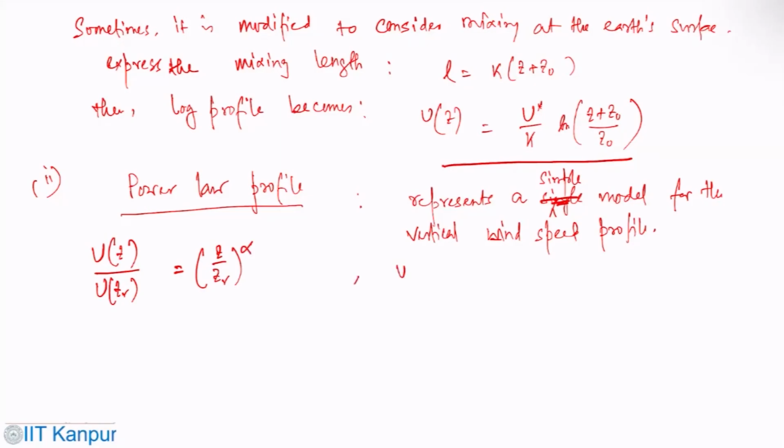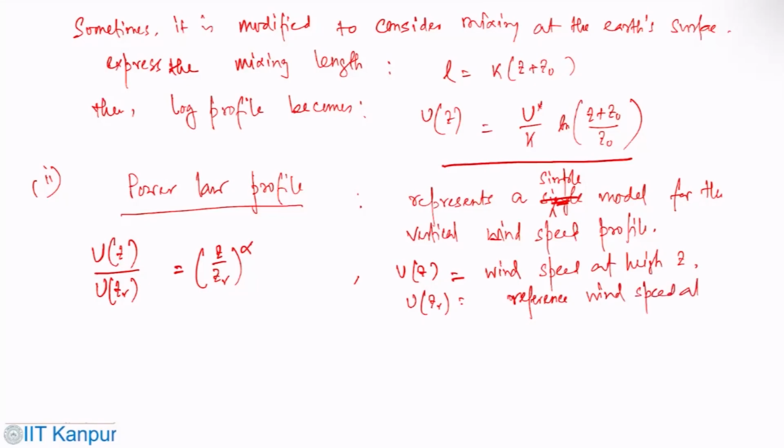Here U of Z is the wind speed at height Z, U of ZR is the reference wind speed at ZR, and alpha is the power law exponent. This is very common in turbulent flow profiles.